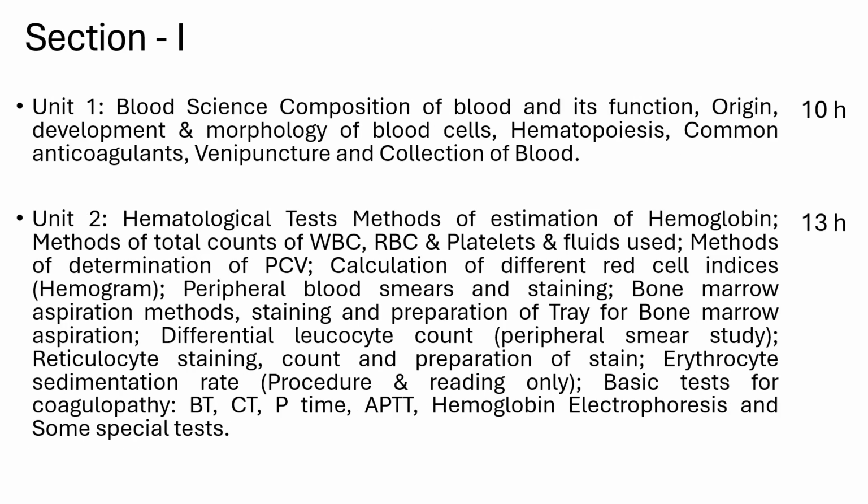Section 1. Of course, we will cover two major units. Unit 1 consists of blood science. Here we will learn about the composition, the function of blood, the origin and development of the blood cells, the process of hematopoiesis, commonly used anticoagulants, and techniques for venipuncture and blood collection.